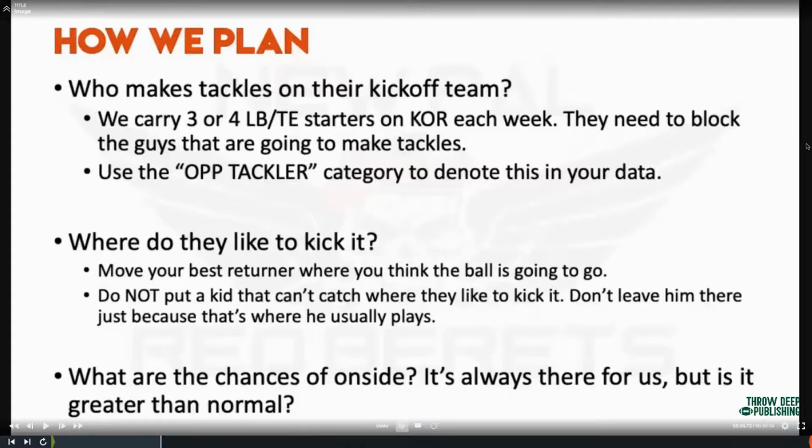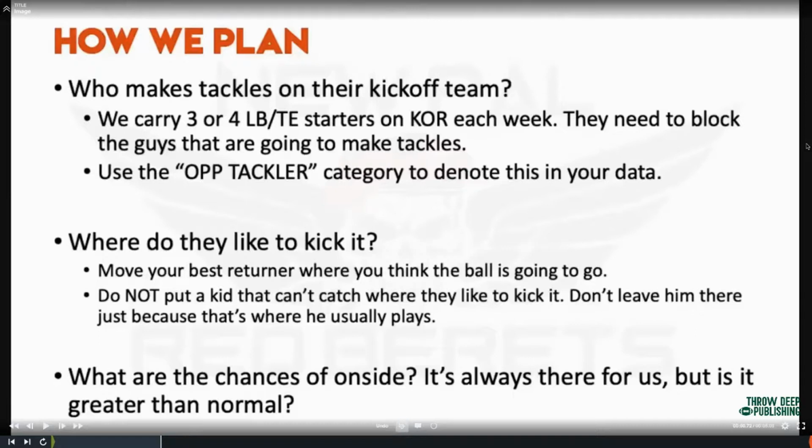Again, like I talked about on the last slide, don't put a kid back there where they like to kick it if he can't catch. You know what? He always plays there. That's where I'm going to put him here. And if they kick it to him, oh, well, no, I'm not doing that. Absolutely not. For me, there's not a dude on the field that doesn't know how to catch. I have to have that. But you may not. You may be in a situation where you're trying to steal a spot for a big bad dude who is a road grader. That's fine. You better not put that dude where they like to catch the ball.